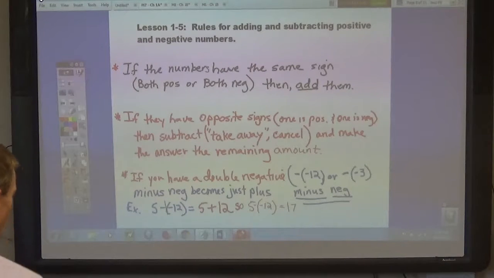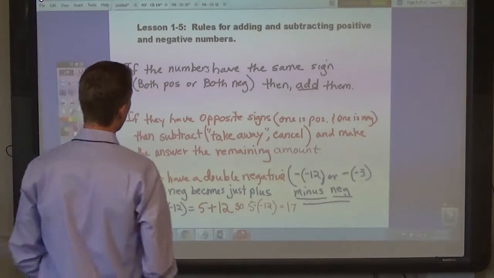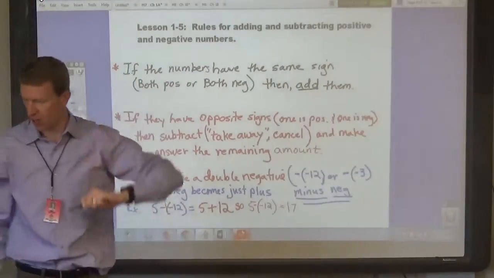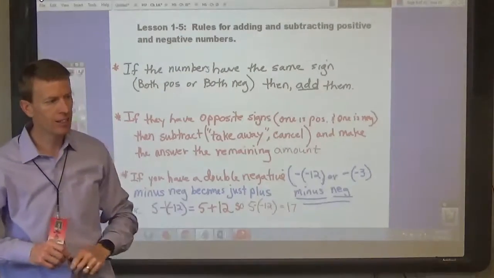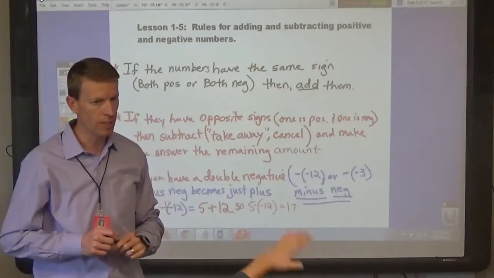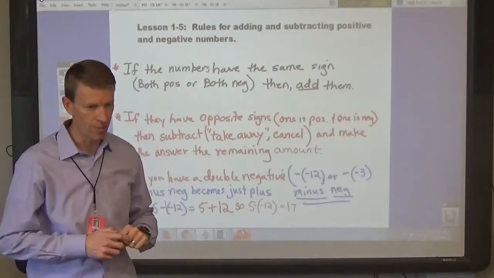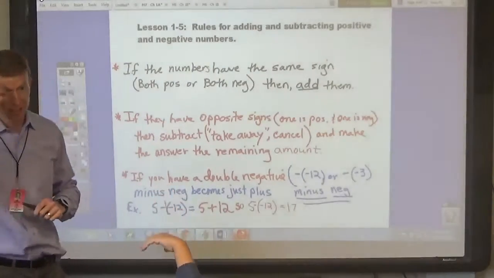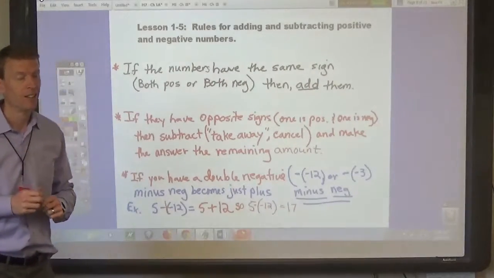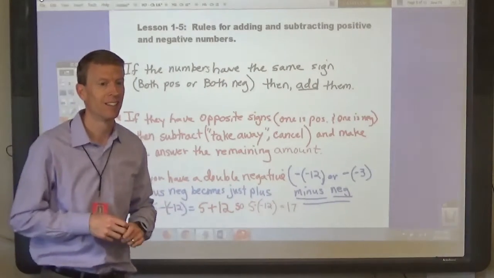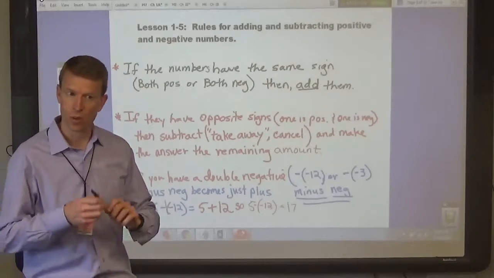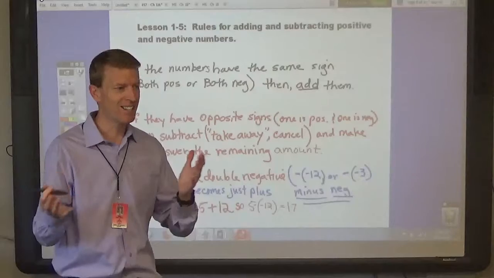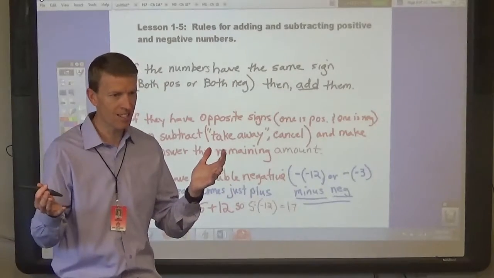In lesson 1.5, we're going to review the rules for adding and subtracting integers. What's an integer? What does that term integer mean? It says definition up there. See if you can find that term. Armand? Integer. It's a whole number that's either positive or negative. Yes. Positive and negative whole numbers.